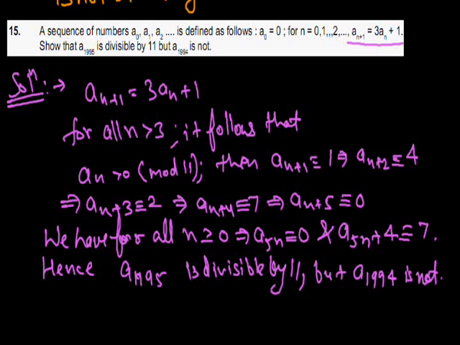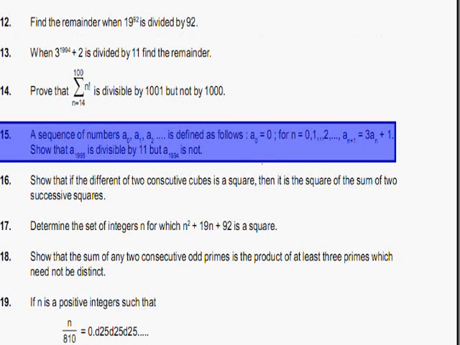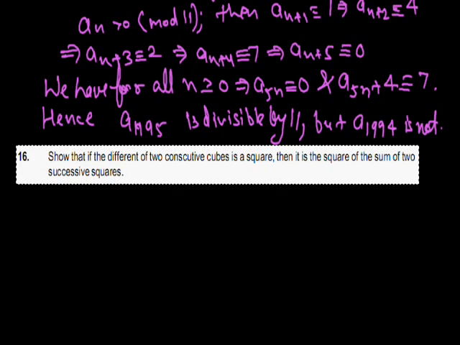The next is question number 16, which is given to us as: show that if the difference of two consecutive cubes is a square, then it is the square of the sum of two successive squares. We have to show that if the difference of two consecutive cubes is a square, then it is the square of the sum of two successive squares.